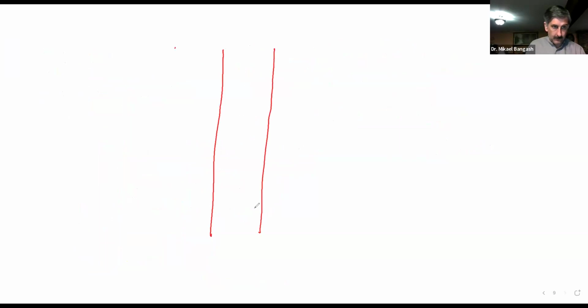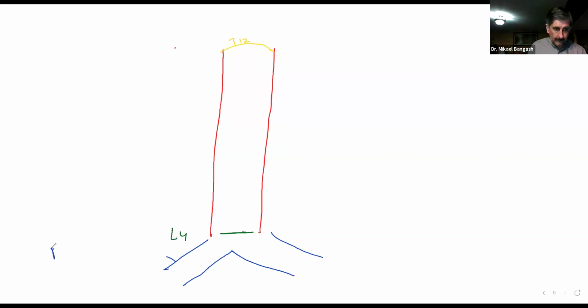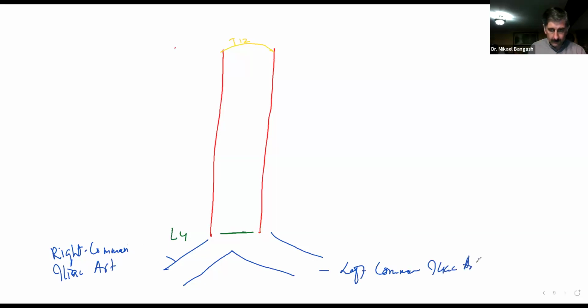Okay, guys. So the abdominal aorta starts at T12 and ends at L4 by bifurcating into what will become the right common iliac artery, and the left common iliac artery.